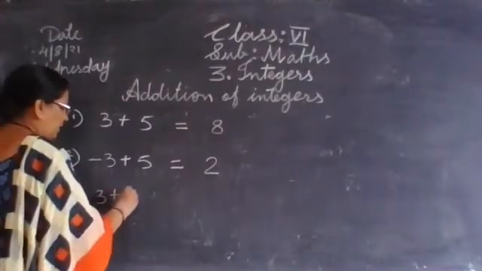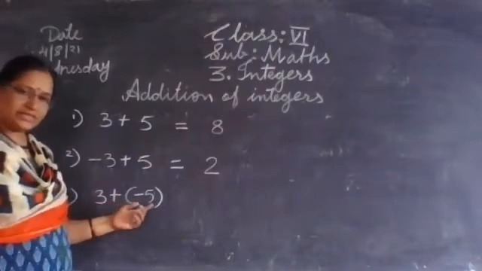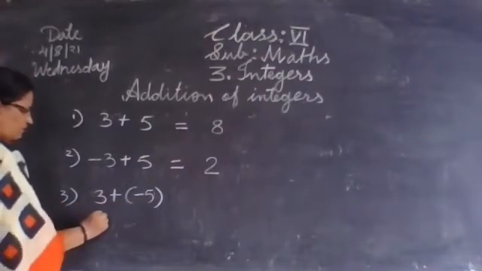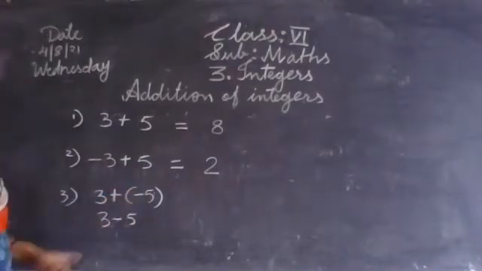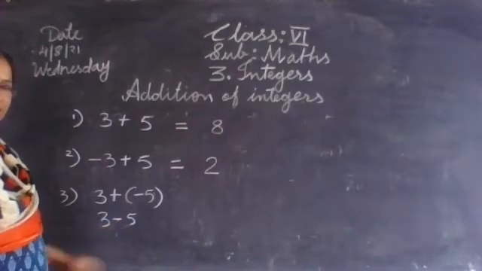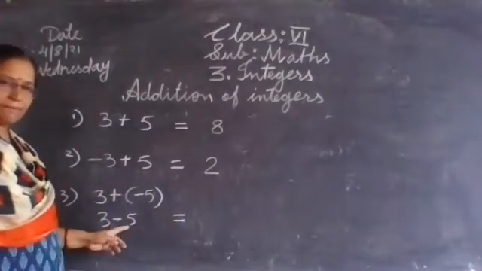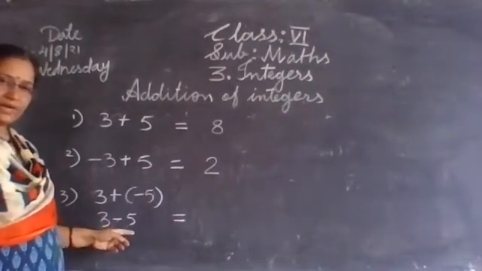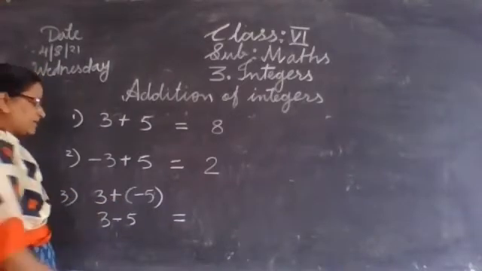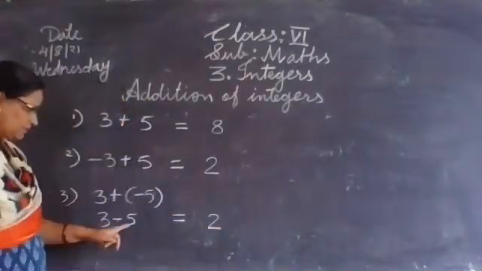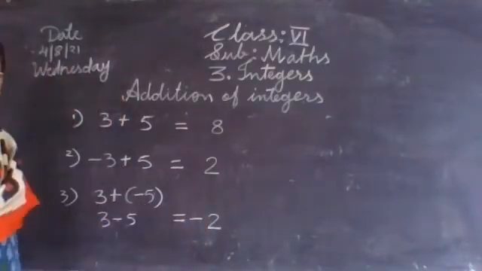3 plus minus 5 means now the second integer is negative. So only one sign comes out. It is plus and minus, always minus comes out. So it is minus 5. Means you have to subtract 5 from 3. You have to subtract the smaller number from the greater number. So again do the subtraction, 5 minus 3, 2. But now see beta, the greater number is negative. So the answer is minus 2.